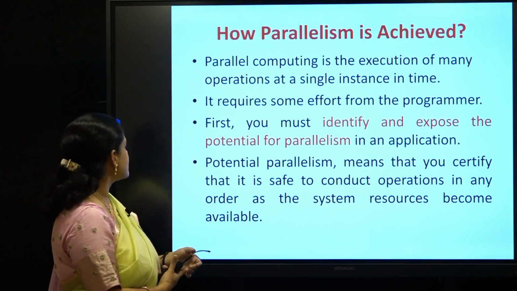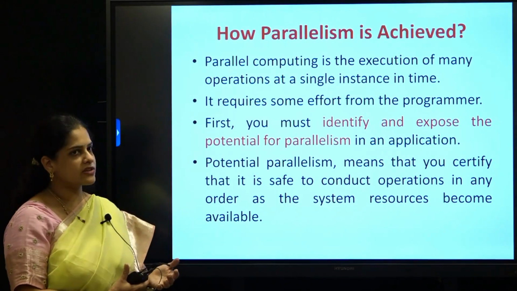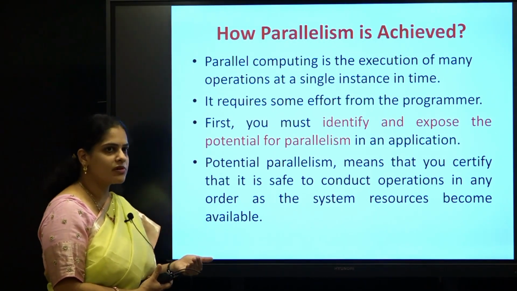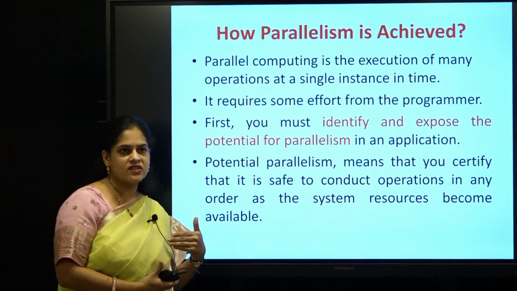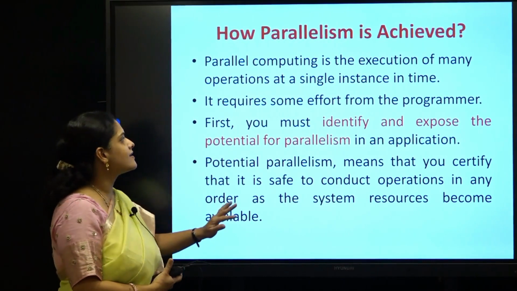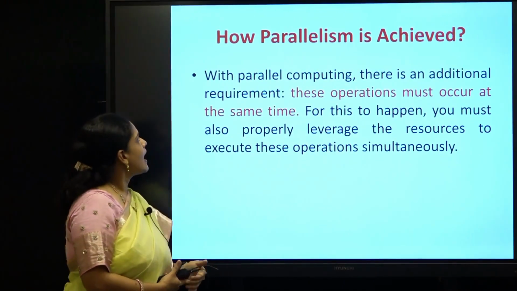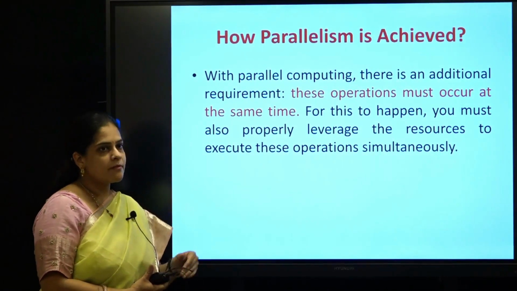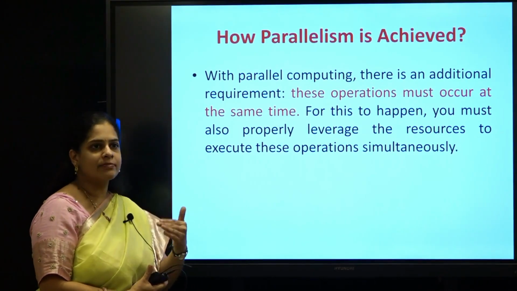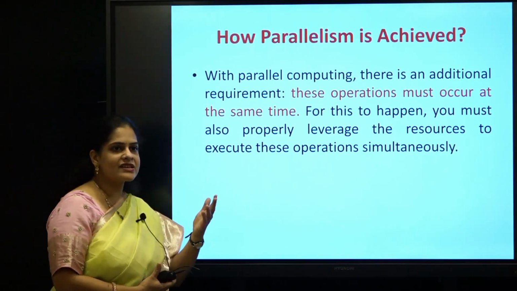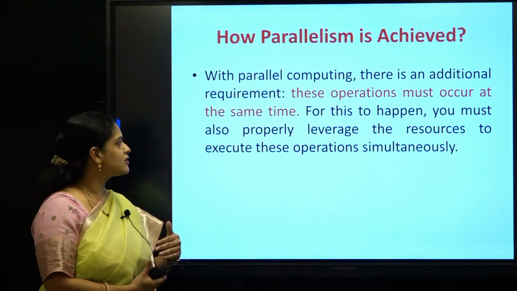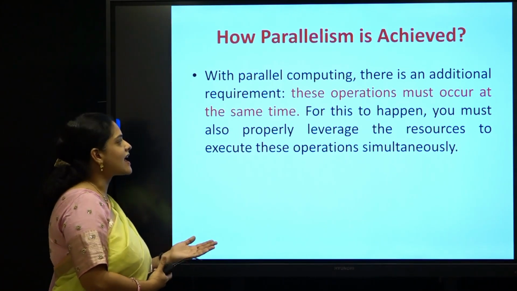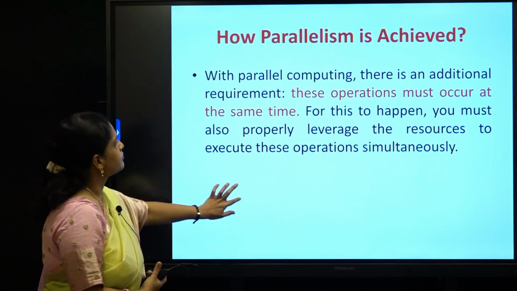Potential parallelism means that you are certifying that it is safe to conduct the operations in any order as the resources become available. When and where the resources are available, you have to issue those parallel instructions to be executed in parallel, so that parallelism can be achieved. And with parallel computing, there is one more additional requirement: these operations must occur at the same time. Parallel means that at the same time you are executing multiple instructions. So for doing this, you need to have your resources available and leverage them to execute these operations simultaneously. That is what has to be taken care of from the programmer's point of view.